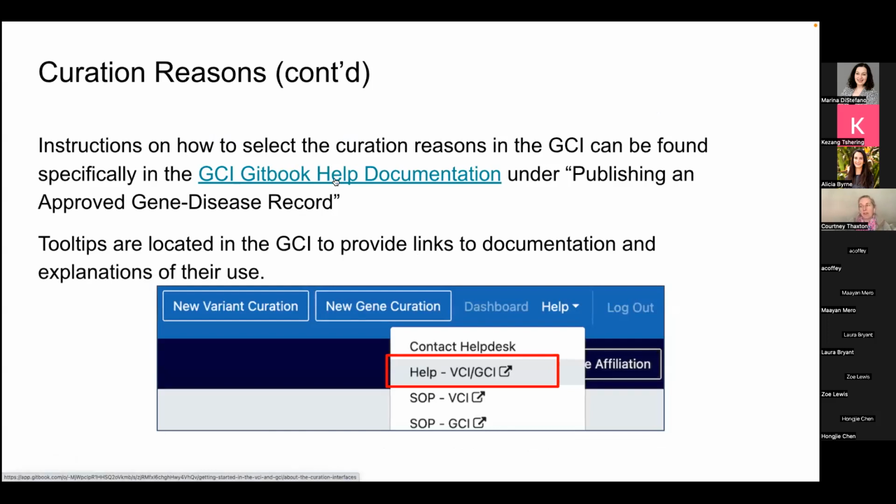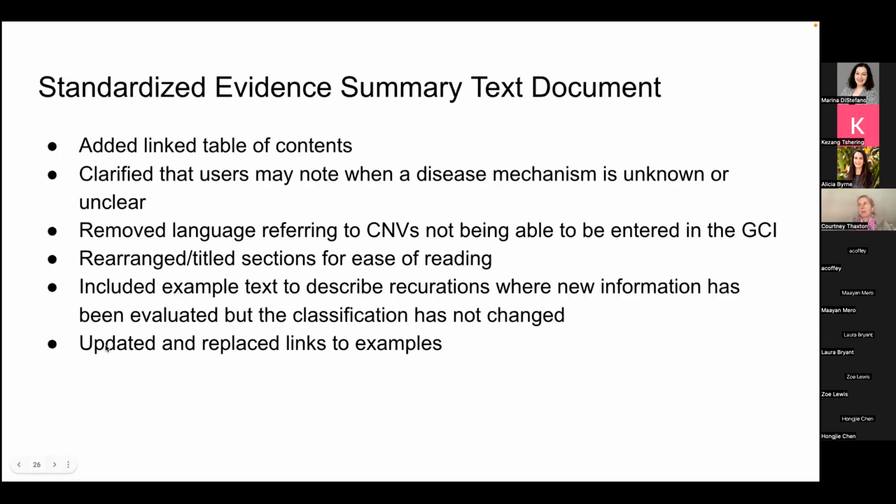But again, you can find this documentation when you're in the gene curation interface by going to the help drop-down menu and going to help VCI and GCI. That will take you to that document. You want to look on the left-hand side under publishing and approved gene disease record under the GCI specific sections. And you'll find all of those tooltips located to the GCI, as we showed before with those info bubbles.